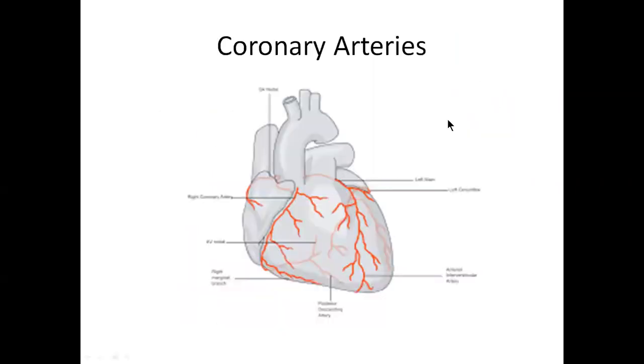So first, let's remind ourselves about the coronary arteries. You have a left main artery that divides into two, and that's the left anterior descending artery and the circumflex artery. The left anterior descending artery supplies the septum and the anterior wall. The circumflex artery supplies the lateral wall, and then you have the right coronary artery.